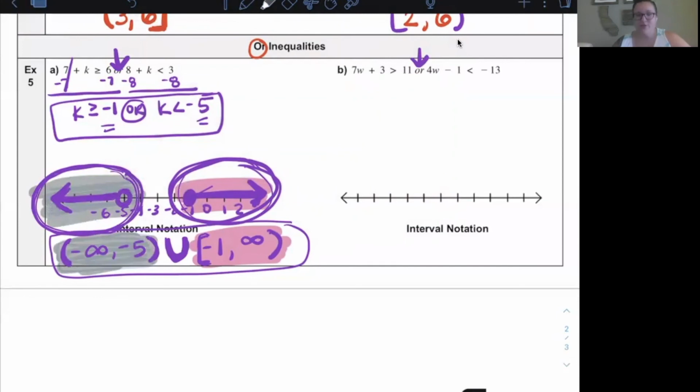All right, so why don't you go ahead and press pause on the video and then press play when you're ready to check your answer. Give part B a shot on your own.